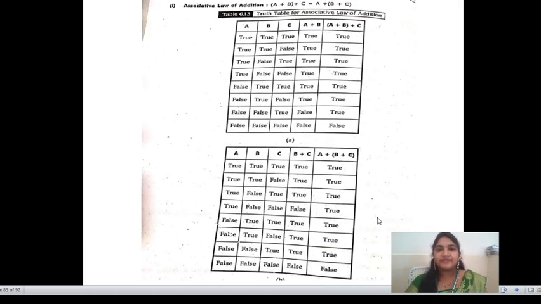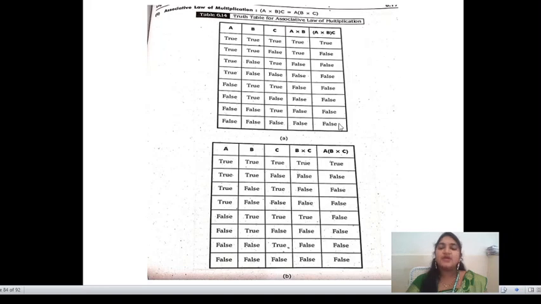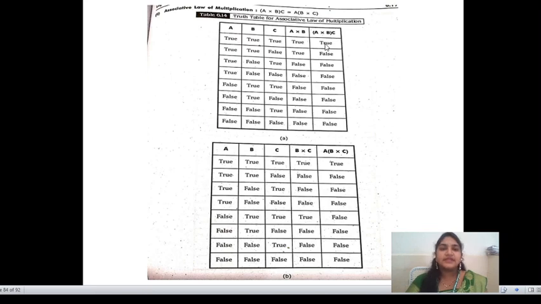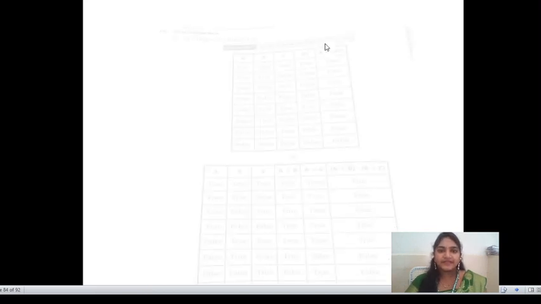Associative law: here we will follow some laws. See this law: a plus b plus c is equal to a plus b plus c. This law is satisfied: for a plus b, when all are false the result is false, and the rest are all true. So this is the truth table for the associative law of addition. Next, the same associative law of multiplication, following the same multiplication rule: when all are true the result is true, and the rest are all false. So this is about the associative law of multiplication and addition.